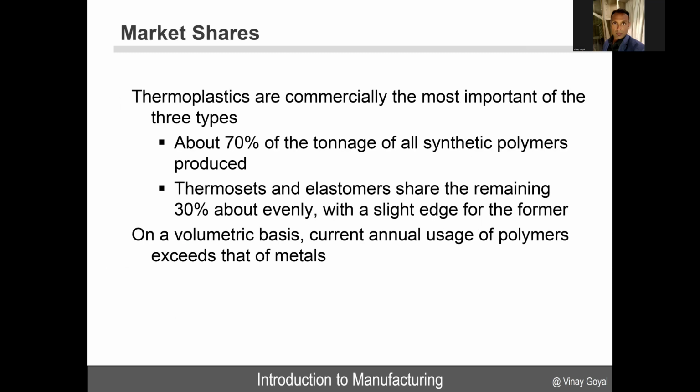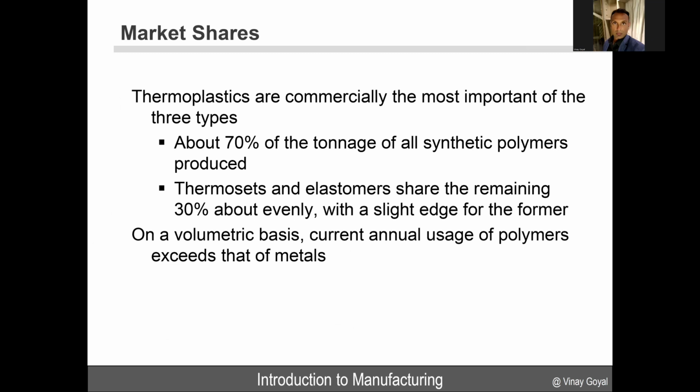Thermoplastics are commercially the most important of the three types, although all three are used in aerospace and mechanical applications. About 70% of the tonnage of all synthetic polymers produced is thermoplastics. Thermosets and elastomers share the remaining 30% about evenly.